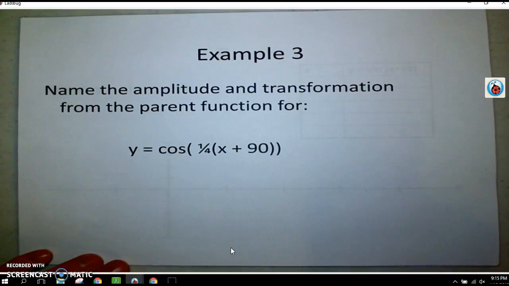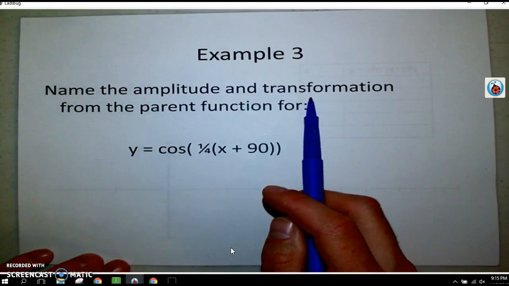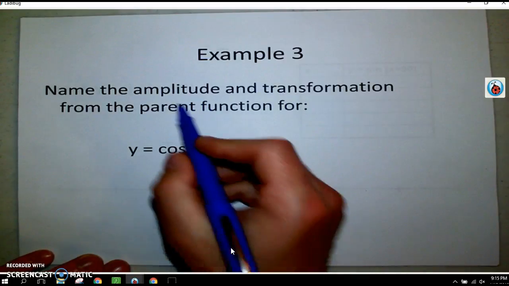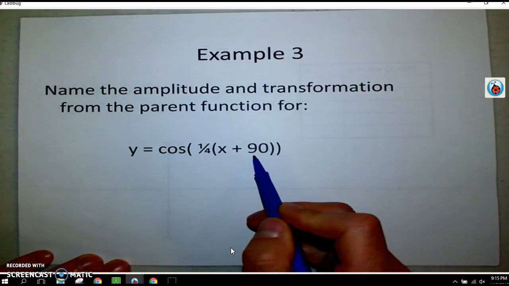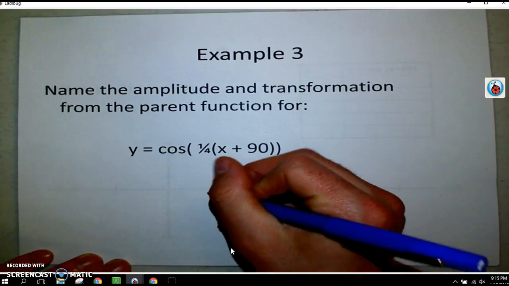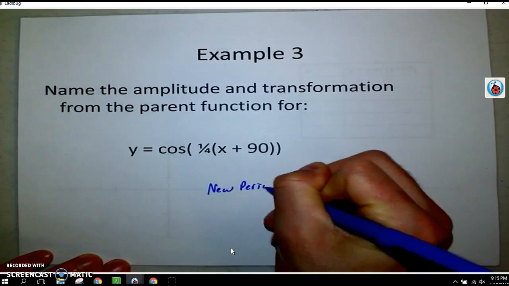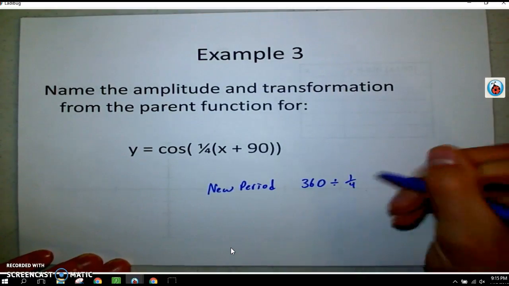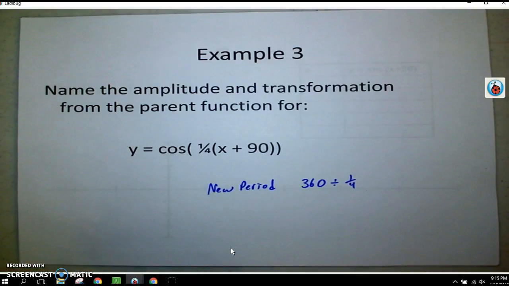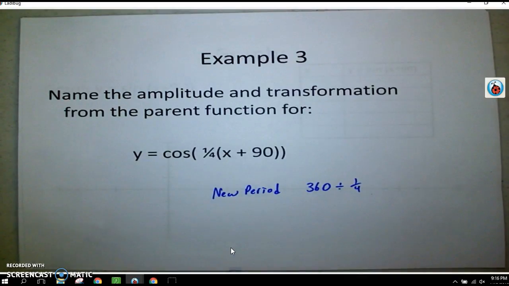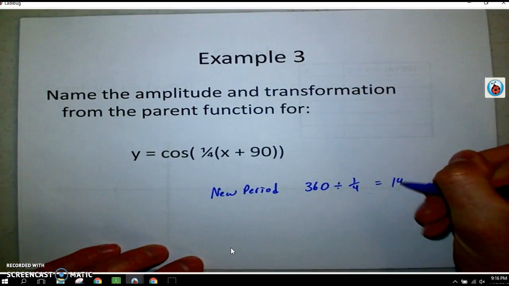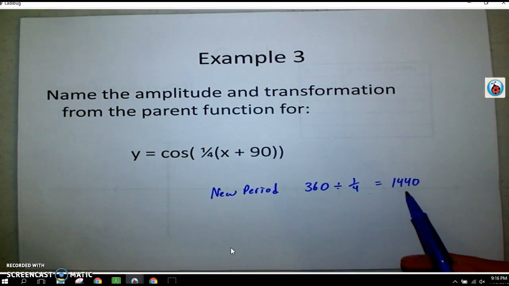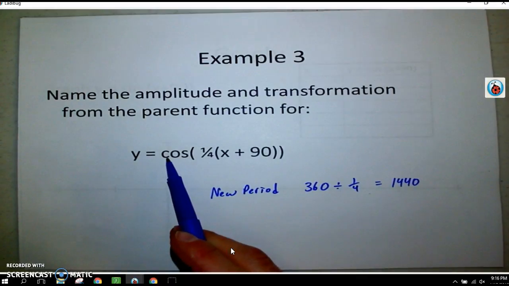In this one, it says name the amplitude and transformation. Mr. Allen did not change the words here before I printed it. We will do the new period and also phase shift. So my new period is going to be 360 degrees divided by 1/4. And so when you have a value of 1/4, it's actually going to stretch it out. 360 divided by 1/4 is the same as 360 times 4, which would be 1440. So it is going to take a long time until this cosine function repeats itself.